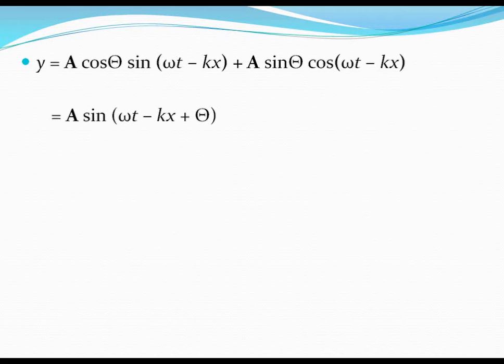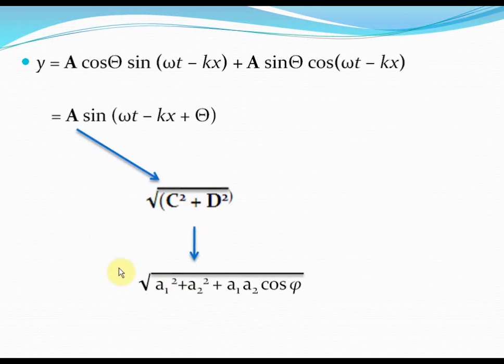If you remember, A was the square root of C square plus D square, and we substituted a certain expression for C and another expression for D when we had simplified. When we put the values of the original expressions for C and D, we get the actual value of A, which is the square root of A1 square plus A2 square plus 2 A1 A2 cos phi. A1 is the amplitude of the first wave, A2 is the amplitude of the second wave, and phi is the phase difference between the two waves whose resultant we are calculating.